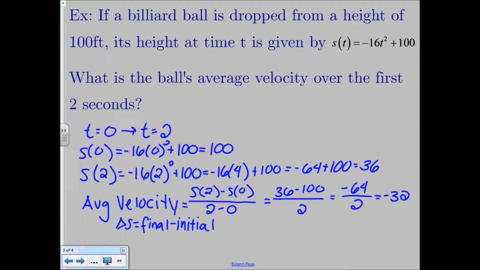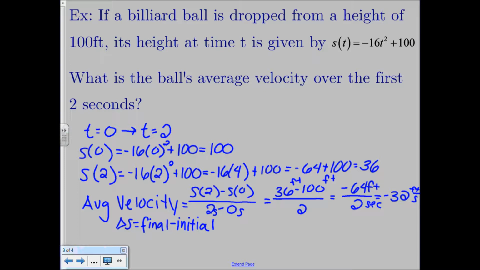So if we go back and label all of this, we have 2 seconds minus 0 seconds, and this was 36 feet minus 100 feet. So our units of 64 were feet over 2 seconds. So this is just going to be negative 32 feet per second. Because it's a velocity, so we need units, otherwise the number means nothing to us.